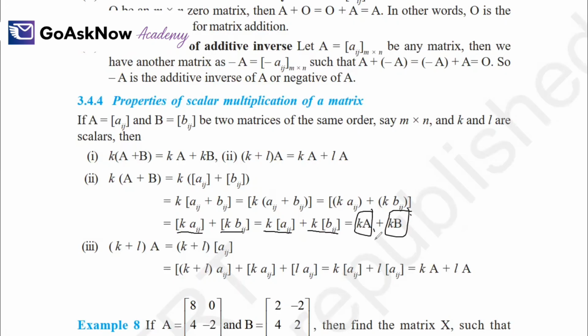Now the proof for your second property, (K plus L) into A, is here. Write the A matrix as [aij] in the matrix sign. When you multiply both scalars to aij, then Kaij plus Laij will come. Then [Kaij] plus [Laij] will be separately written, equal to KA plus LA. That is how the scalar multiplication of a matrix is done. Let's move further and see the next thing.